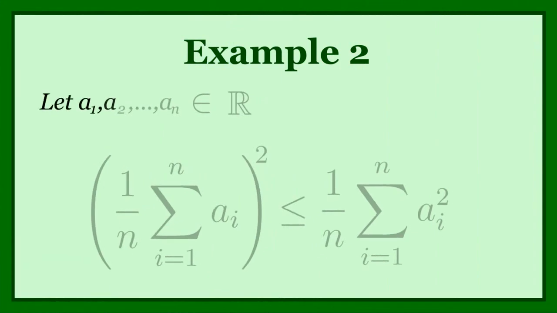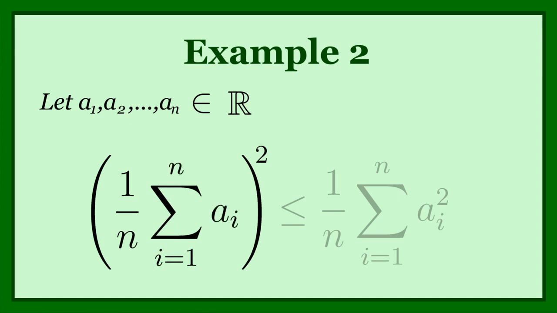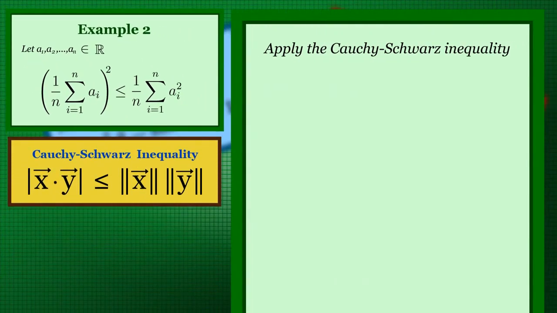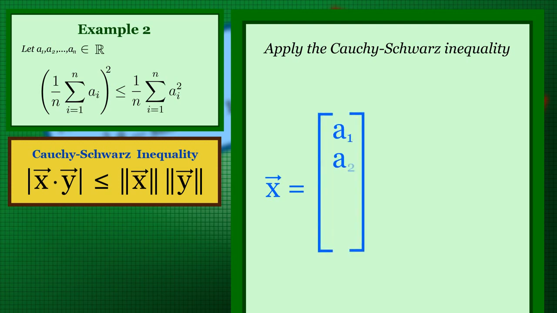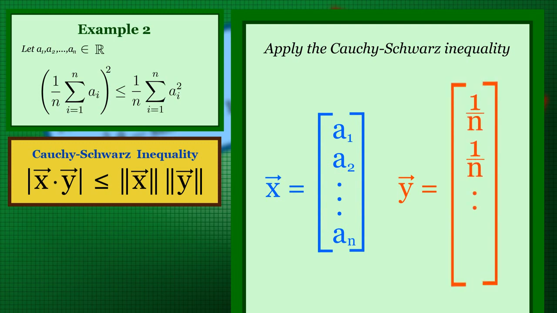Let a1, a2, up to an be in R. Then the square of 1 over n times the sum from i equals 1 to n of ai is less than or equal to 1 over n times the sum of ai squared from i equals 1 up to n. Proof. The magic vectors we are going to use this time are x equals (a1, a2, up to an) and y with 1 over n in each component.